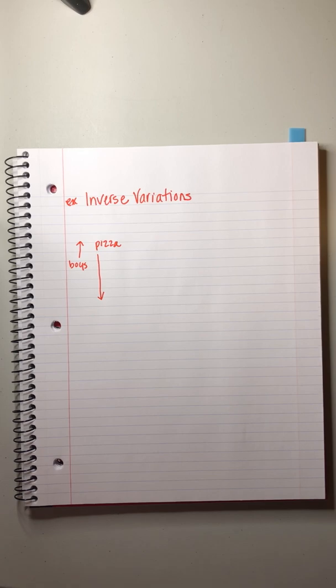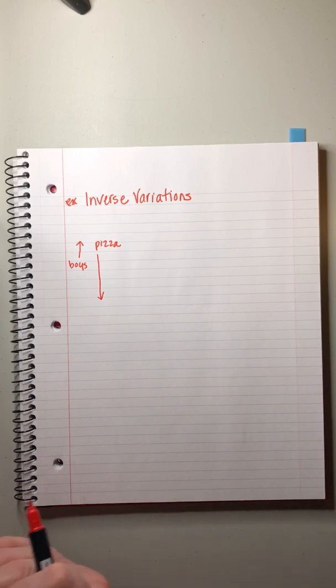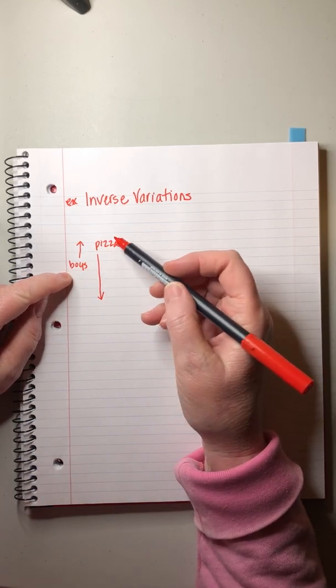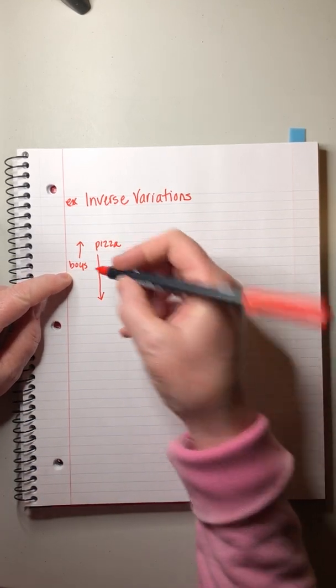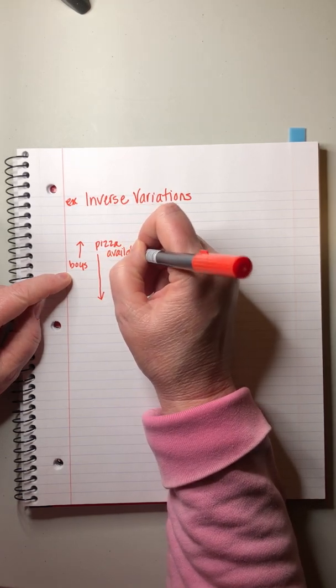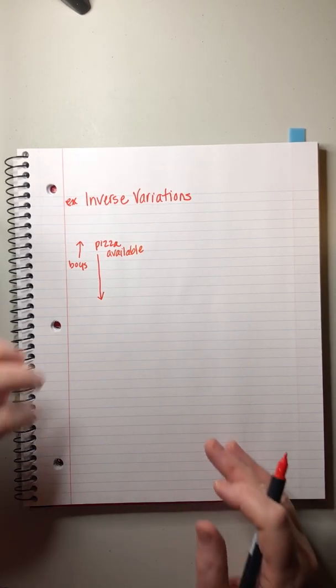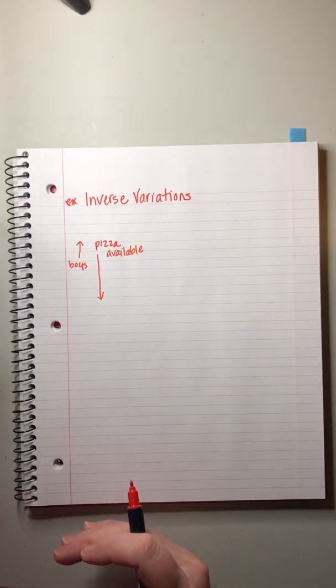The same idea is happening as with our toddlers and toys, in that it isn't a one-to-one relationship, because one boy does not eat one slice of pizza. The pizza is disappearing at a faster rate than that, and that's where the constant comes in, right? That's the number that connects the two things. So it's similar to the other one, except the things are moving in opposite directions.